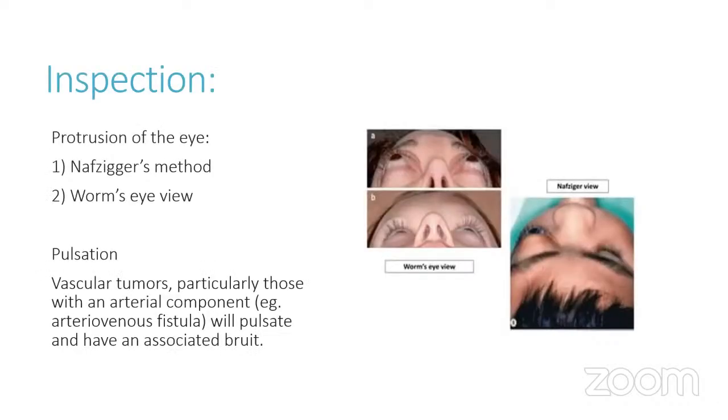So coming to inspection, the protrusion of the eyeball can be seen through two different methods. One is the Knapp-Zeiger method, and the other is the worm's eye view. In the first, the Knapp-Zeiger method, while the patient is sitting, the doctor sits behind and just looks tangential to the eye and sees that the eye is proptosed, and it can be visible.